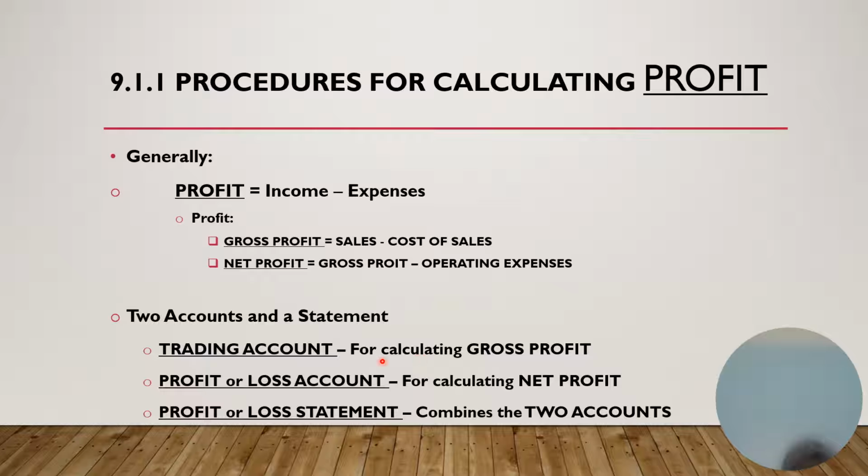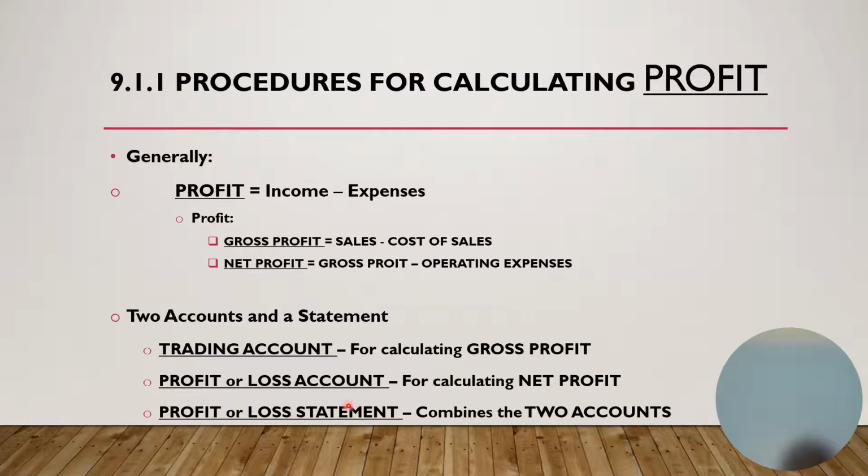Then again, we have a T account or a ledger account called profit or loss account. We use it for calculating net profit. If you can remember net profit, we said we're taking our gross profit that we have calculated from the trading account, and then we minus all the operating expenses. That T account or that ledger account is called profit or loss account.